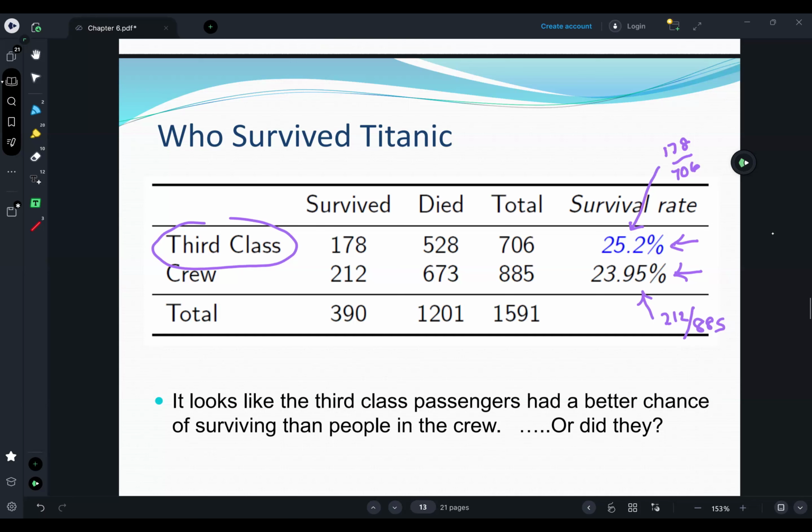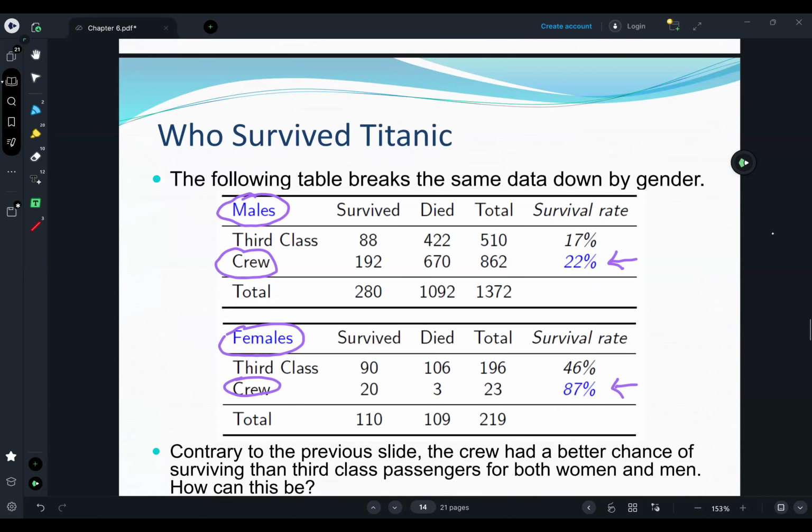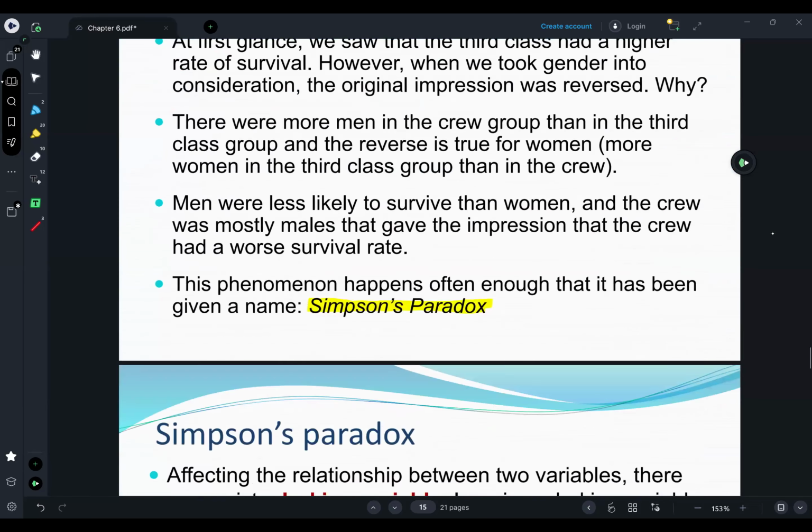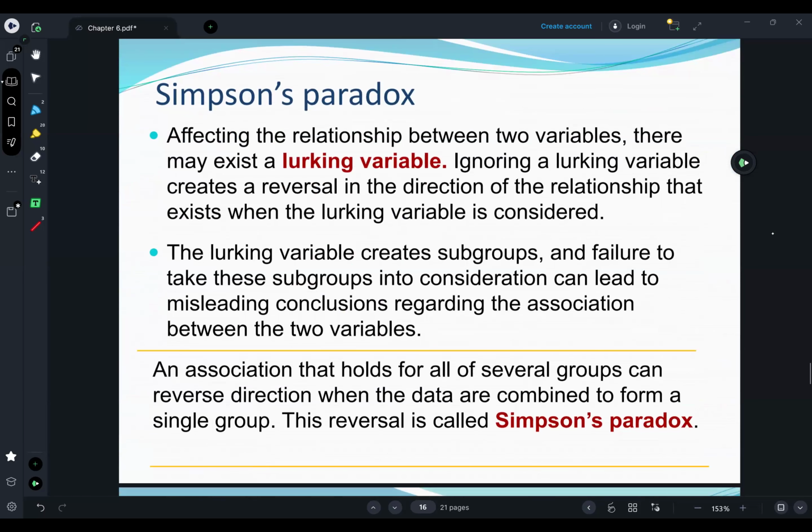The third class absolutely had a higher survival rate if you don't look at the gender variable, absolutely. You stratify and make two more tables, and you go, wait a minute, we have a reversal happening here. Okay. And this happens in all kinds of different data. It's the lurking variable. A lurking variable may exist.